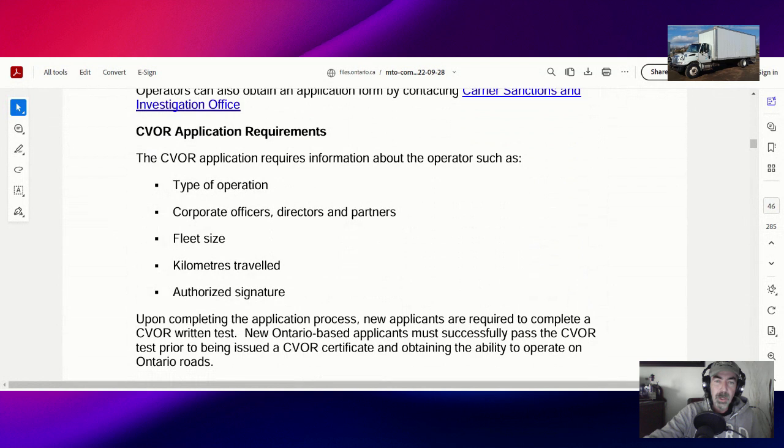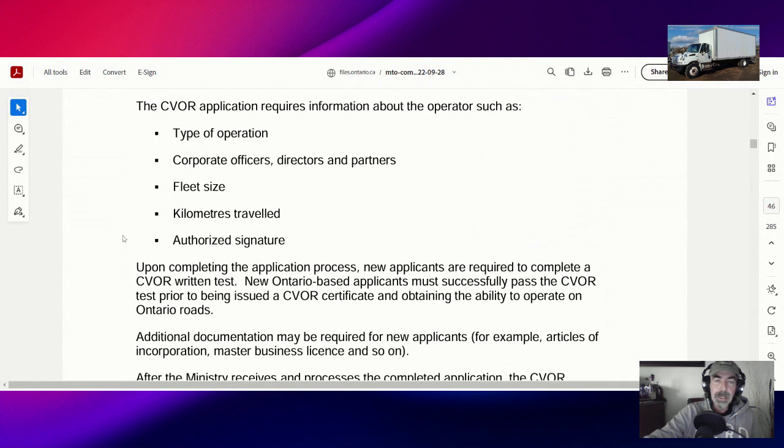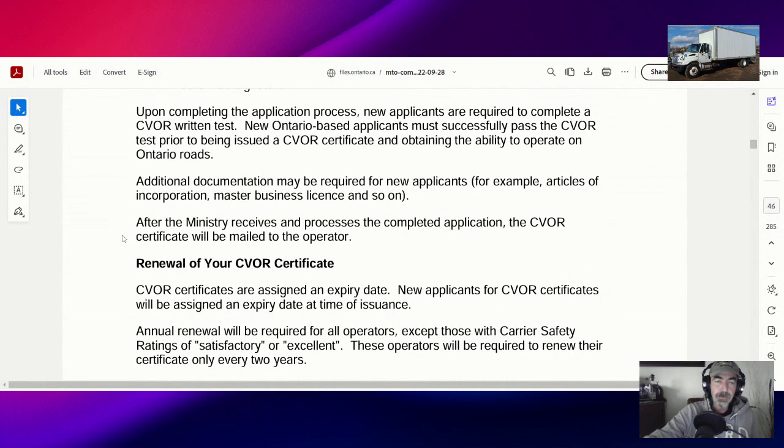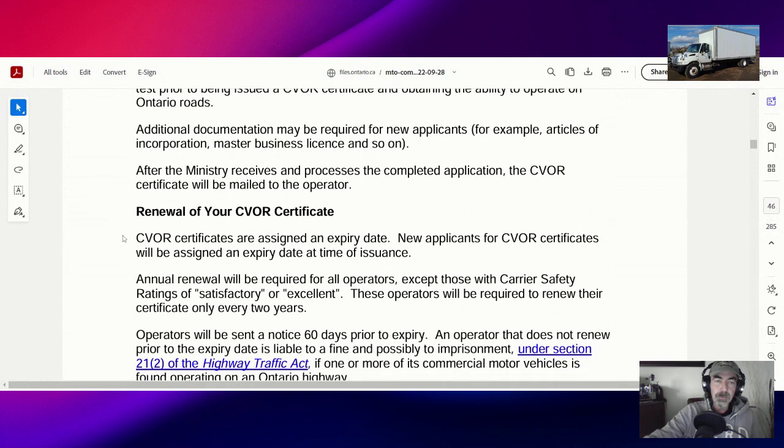CVOR application requirements. The CVOR application requires information about the operator such as type of operation, corporate officers, directors, and partners, fleet size, kilometers traveled, authorized signature. Upon completing the application process, new applicants are required to complete a CVOR written test. New Ontario-based applicants must successfully pass the CVOR test prior to being issued a CVOR certificate and obtaining the ability to operate on Ontario roads.